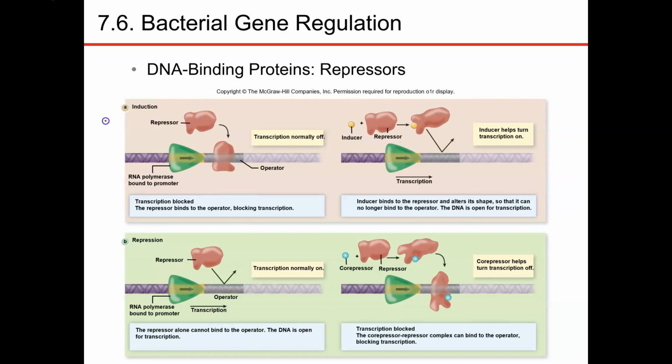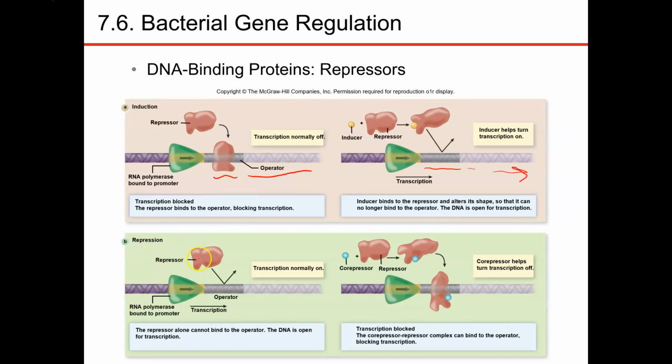So this top one is showing induction. So here we have a repressor protein bound to that operator site. RNA polymerase binds, it can't produce the protein. It can't make that structural gene, because the repressor is stopping it. But if an inducer binds to the repressor, the protein no longer can bind to the operator site, and now RNA polymerase can produce those structural genes.